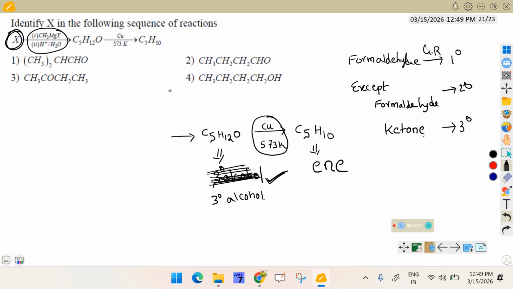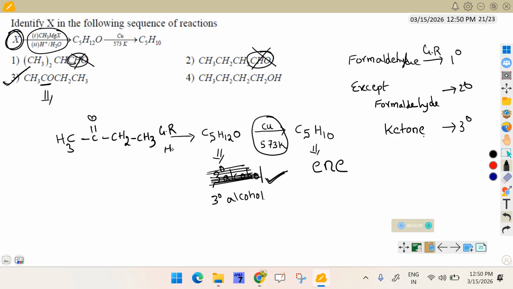Which is the ketone? This is aldehyde. So wrong. This is aldehyde. Wrong. Yes, this is ketone. So the correct option is the third option. CH3COCH2CH3. Ketones react with Grignard reagent, which on further hydrolysis gives 3-degree alcohols. The 3-degree alcohol further reacts with copper at 573 kelvins, then it gives alkene as a product.